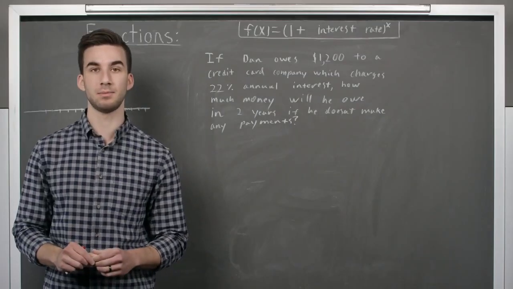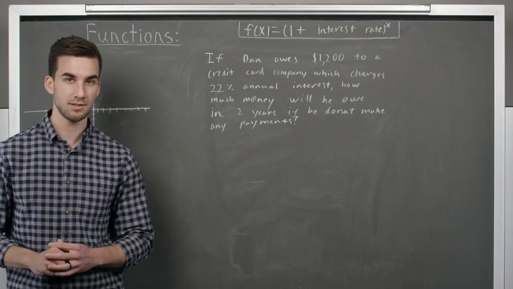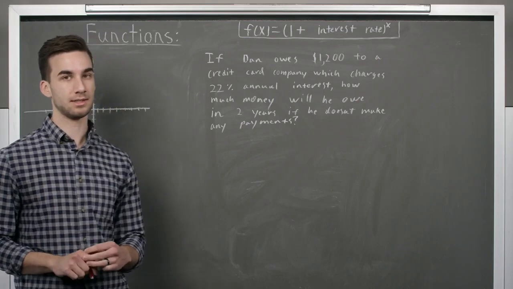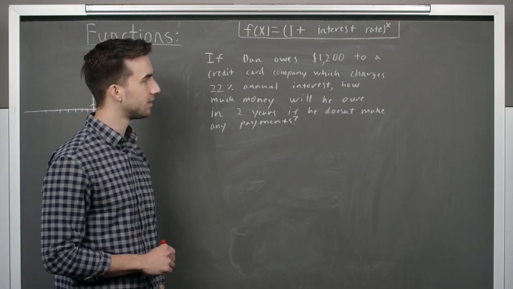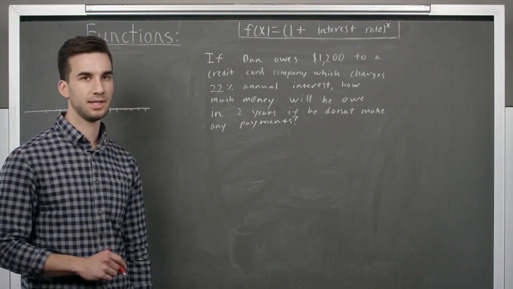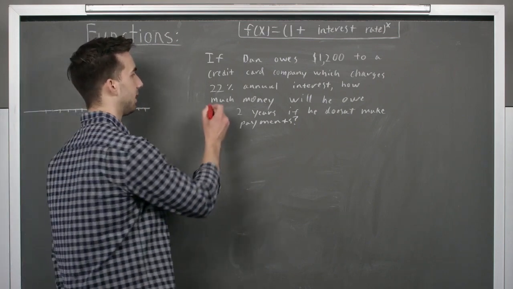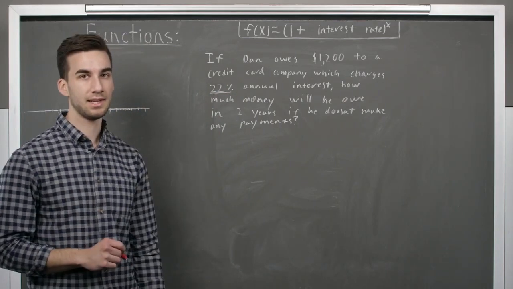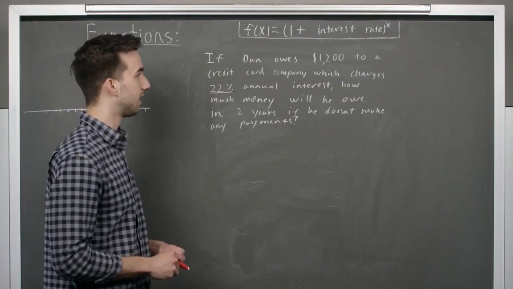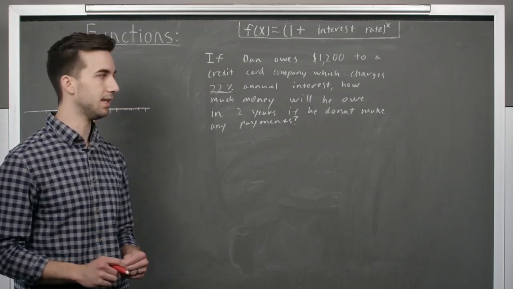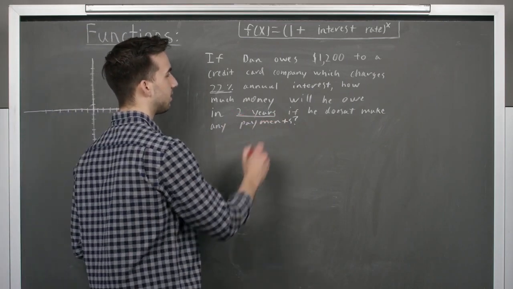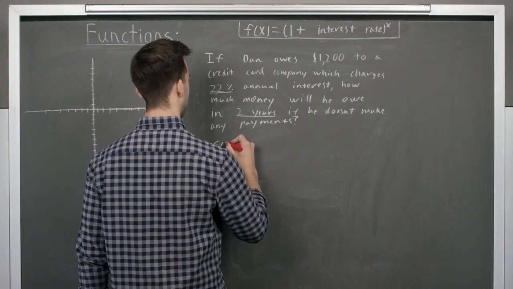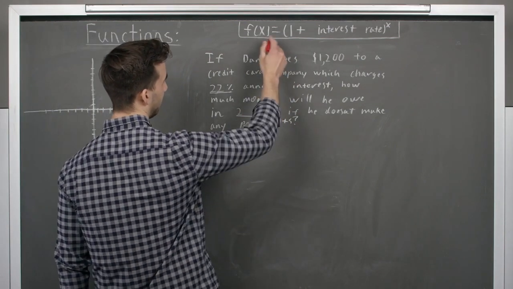So in this example, we can make another exponential function that will model the amount of money Dan owes to a credit card company. Dan owes $1,200 to a credit card company that charges him 22% interest every year. And he does not pay any of the money back, so we're trying to figure out how much he will owe in 2 years.